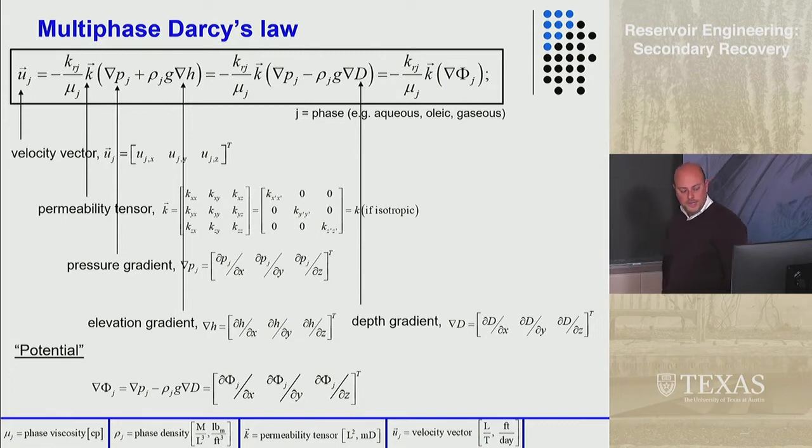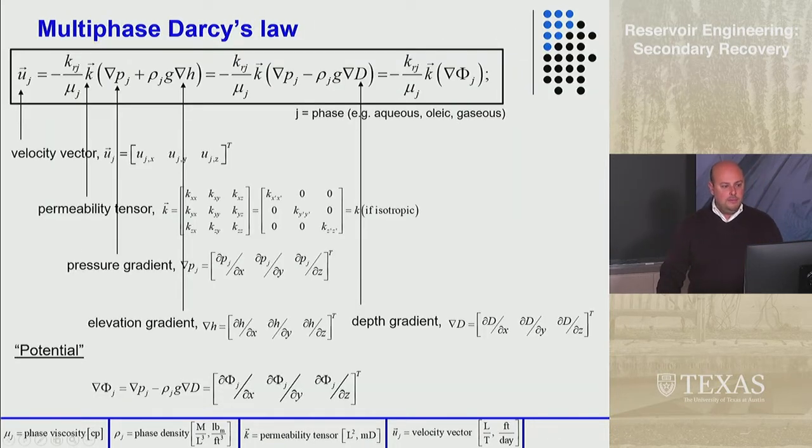And then the potential has units of pressure. It's got units of PSI or pascals. In the absence of gravity, if you just had a flat porous medium with no change in depth, then the potential would be equal to the pressure. But if you do have a change in depth, then potential is essentially a corrected pressure, corrected by gravity. And so it's pressure minus the gravitational terms.